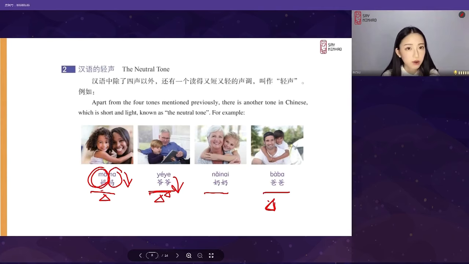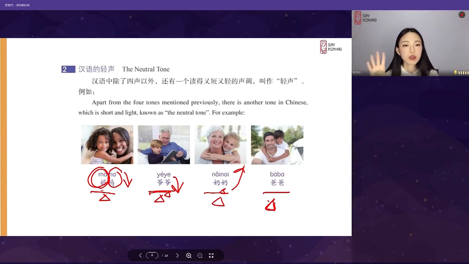But for the neutral tone after the third tone, it is higher. Listen, 奶奶. The neutral tone is higher. So this is the rule for it. When the neutral tone is after the third tone, then you should rise up the pitch of it. Don't read it as 奶奶, it is 奶奶. Rise up. This is the neutral tone.